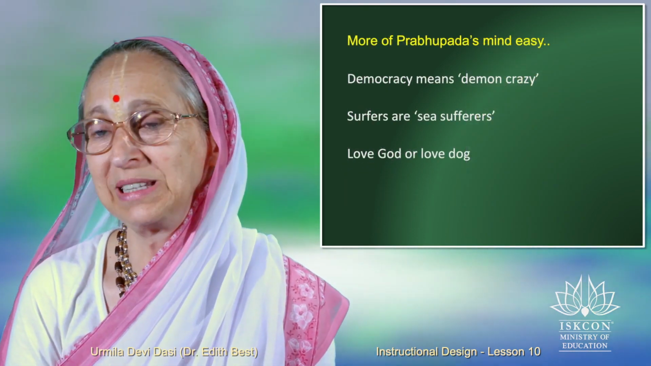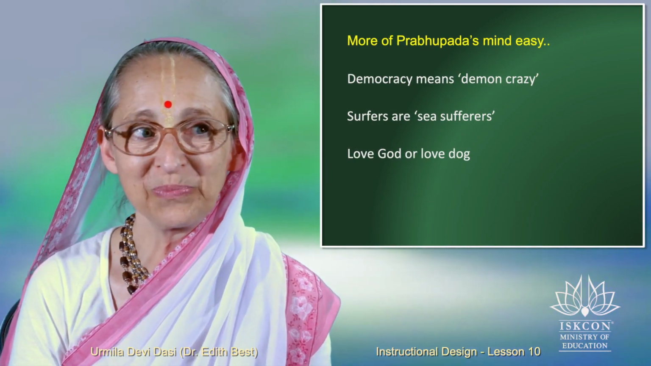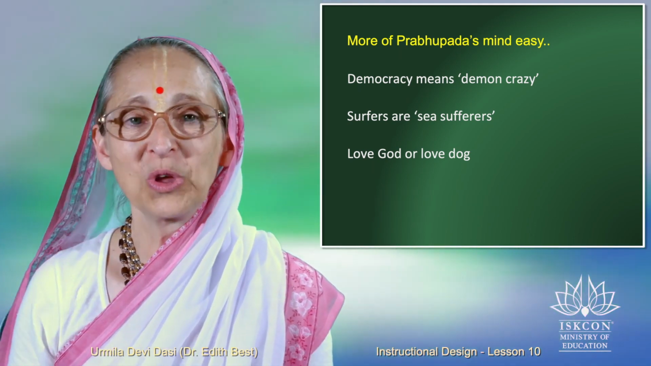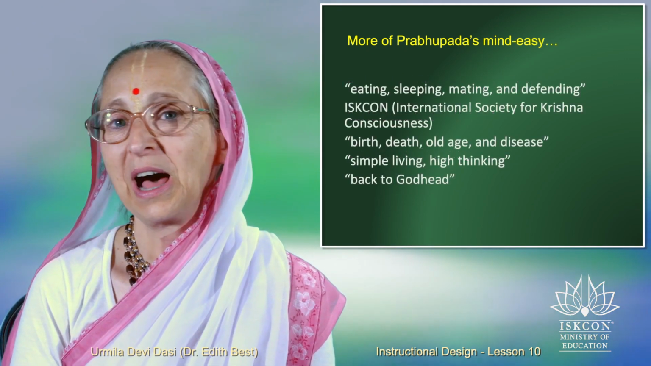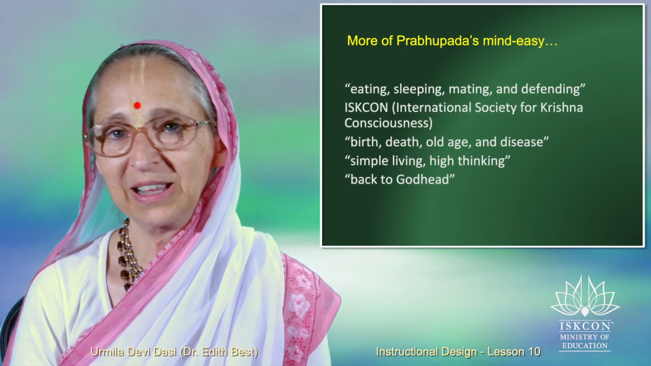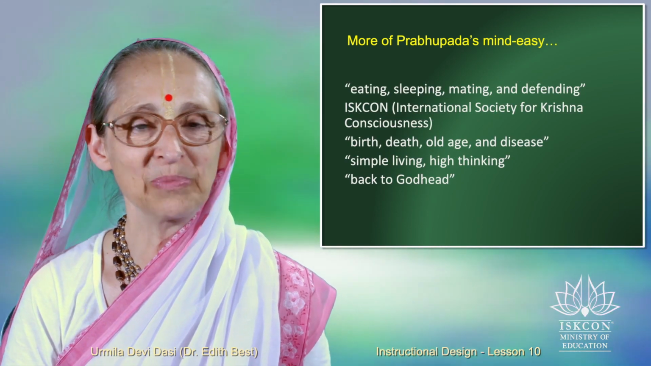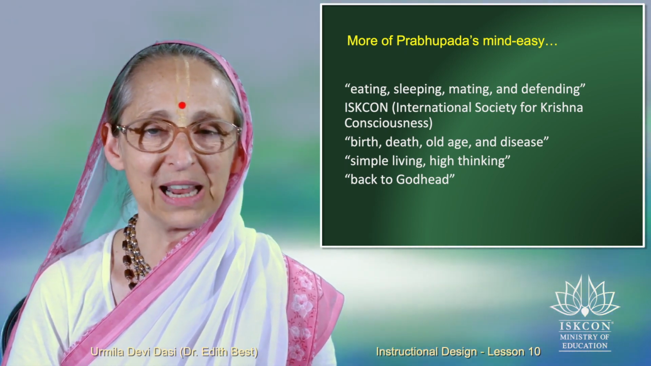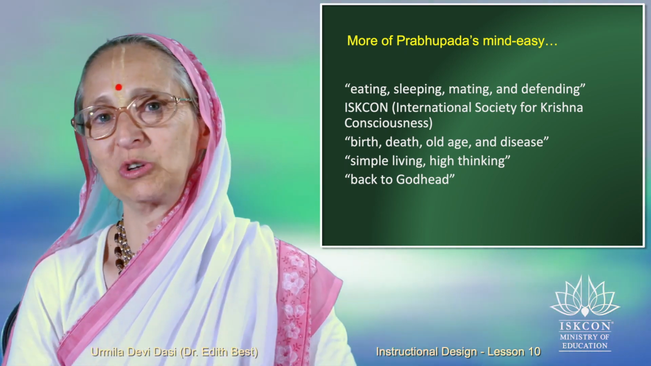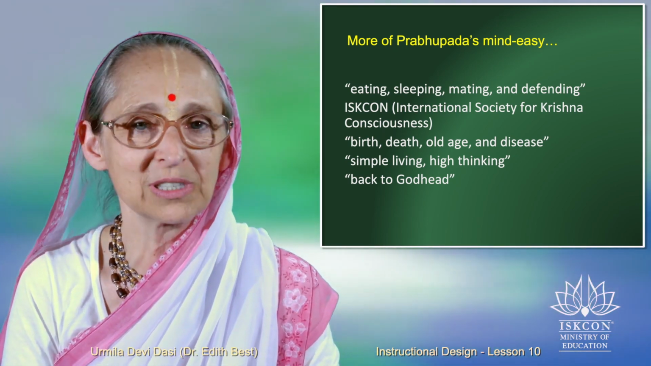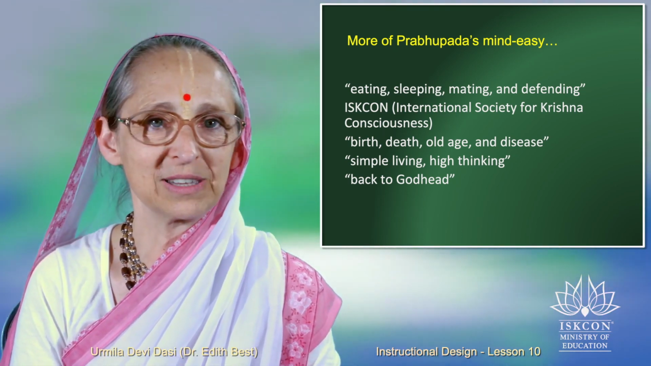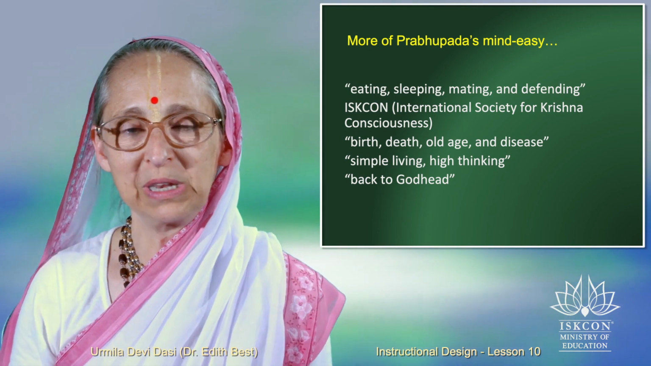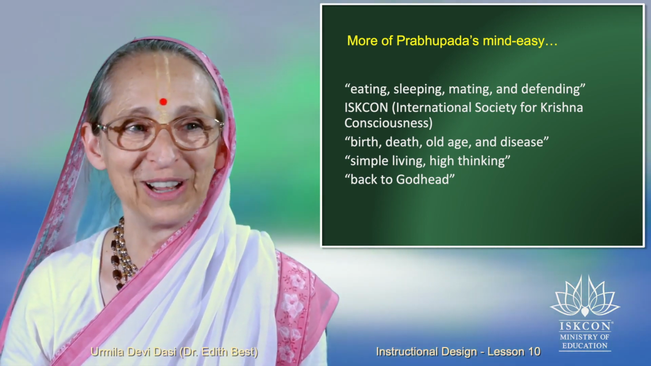Some more of Srila Prabhupada's mind easy, where he said democracy means demon crazy, that surfers are sea sufferers, or where he would say you can love God or you can love dog. Others: eating, sleeping, mating, and defending; the very word ISKCON, which is an acronym; birth, death, old age, and disease; simple living, high thinking; back to Godhead. These are all phrases that anybody associated with the International Society for Krishna Consciousness certainly knows backwards and forwards and inside and out. Why? Because they're simple to understand, easy to remember. Srila Prabhupada repeated them over and over again.